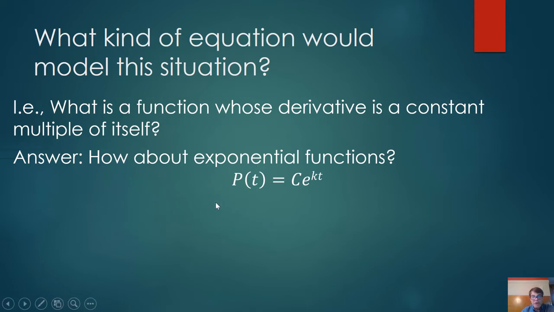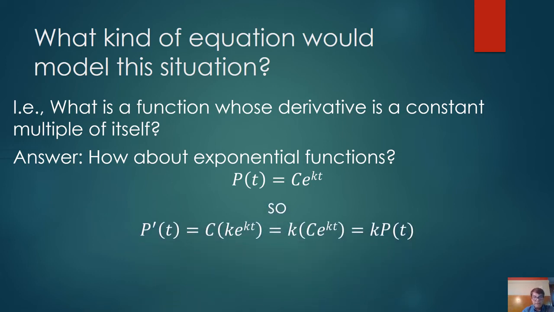So the function of population per time, the amount of population as a function of time, equals some constant of proportionality, capital C, times e, that's 2.718281828, a funny number that's important in math, to the kt, where t is time and k is a constant. Okay, so let's see if this works.